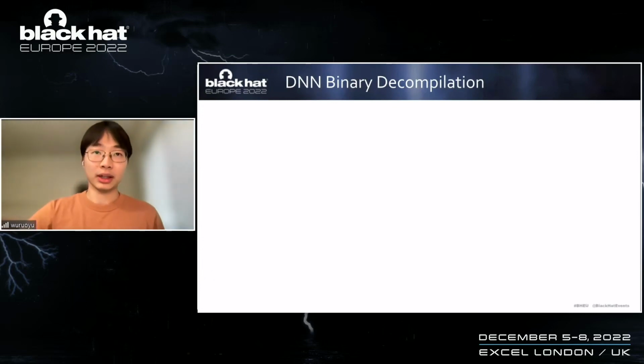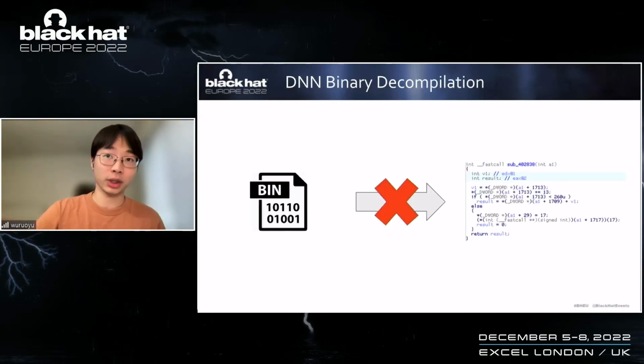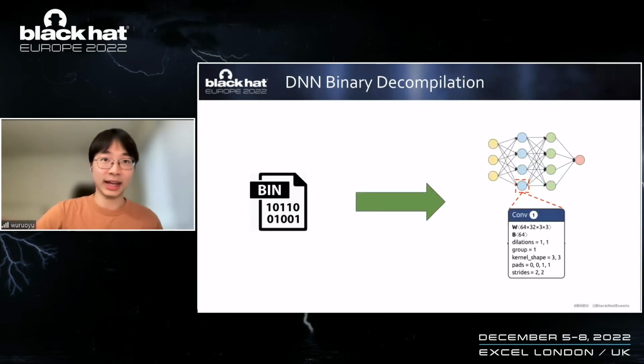The DNN binary decompilation we are referring to is not just throwing the DNN binary into, say, Ghidra or IDA Pro and getting tons of pseudo C code that we have totally no idea what it is doing. Instead, by DNN binary decompilation we refer to the process that automatically reverse engineers the DNN binary and acquires a high-level representation of the compiled DNN model, including its accurate architecture and its parameters.